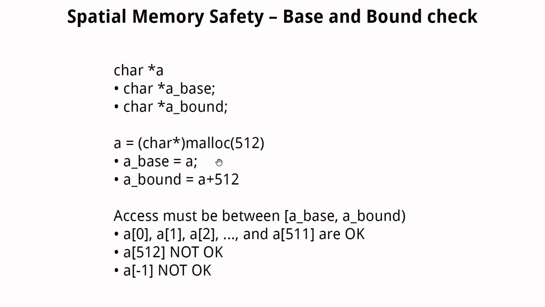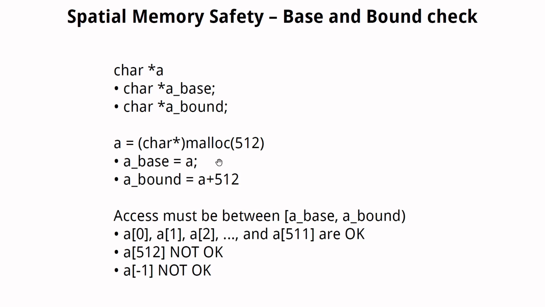You allocate an object on the heap. Later, that object is deleted. However, you still have a pointer pointing to that object. Then you allocate another object there. The pointer thinks it is still pointing to the original object, but actually it's pointing to a new object. So it's not a spatial memory safety issue, but a temporal memory issue.